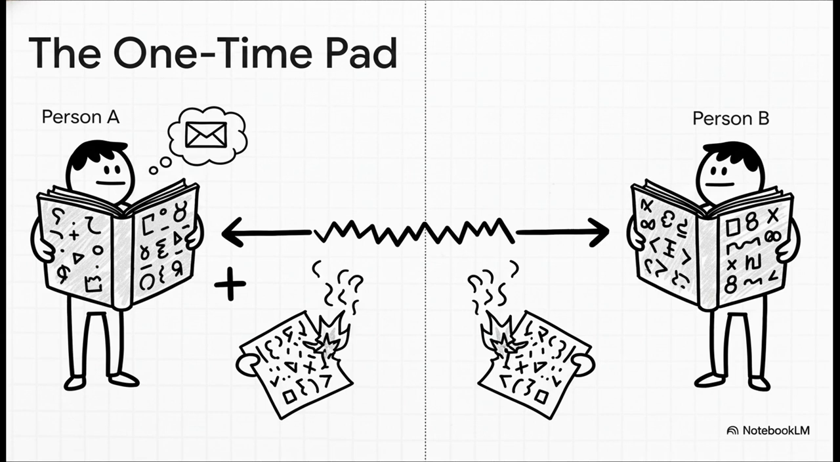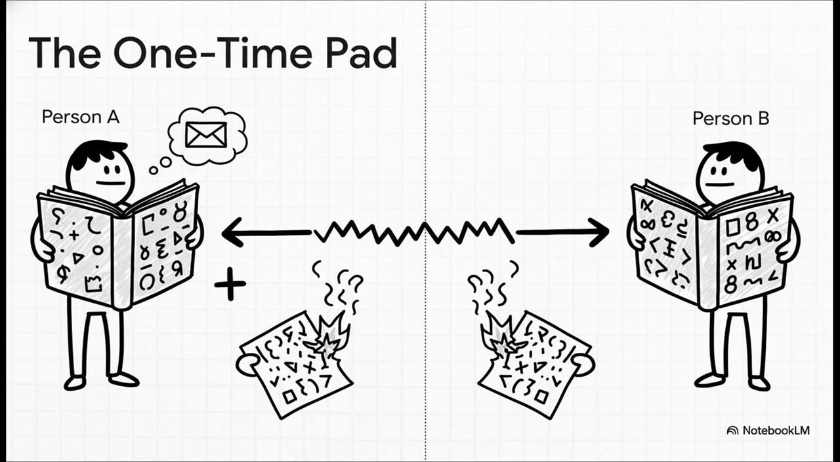Imagine you and your friend have two identical magic books filled with random characters. To send a message, you use page 1 of the book as your key, encrypt your message, and then you both burn that page. You never use it again. Because the key is totally random and you only use it once, the scrambled message is also totally random. It's mathematically unbeatable. So, what's the catch?